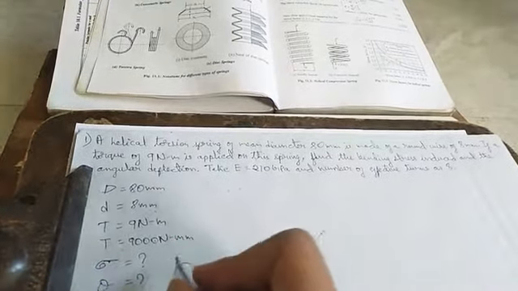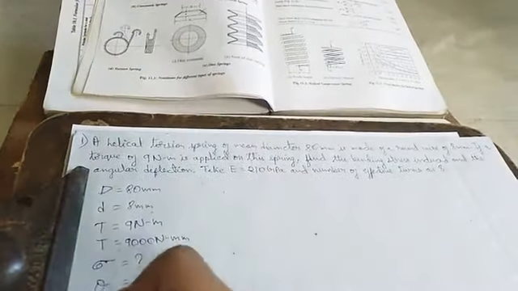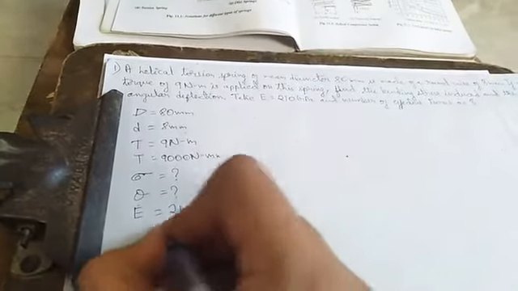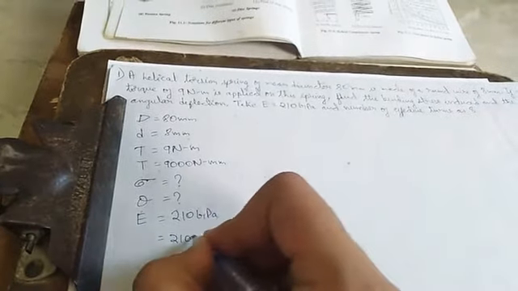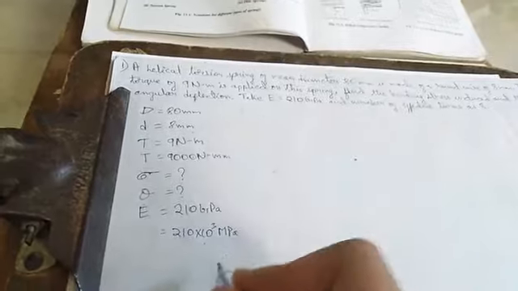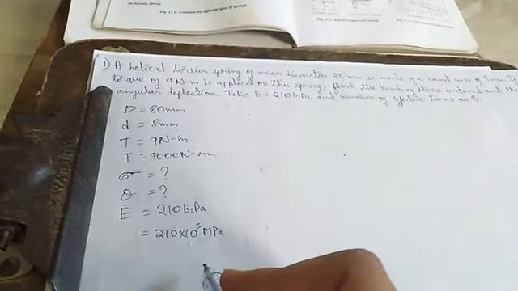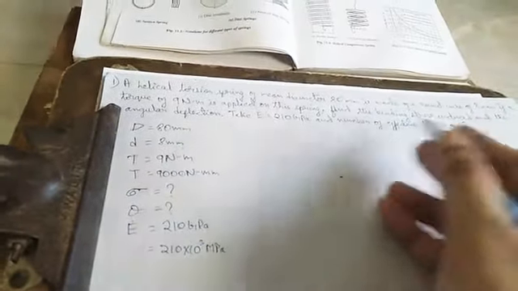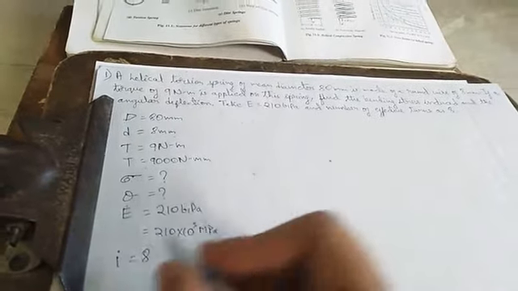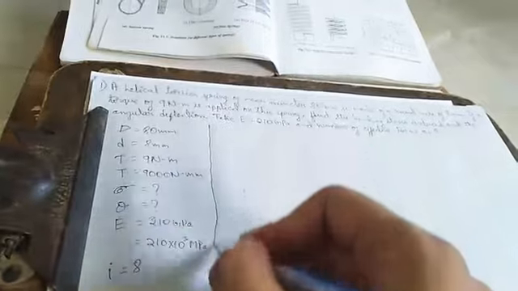Theta. Take E equal to 210 GPa, or 210 into 10 power 3 MPa. And the number of effective turns as 8 they have given. We shall consider i as 8. We shall see how to solve this problem.